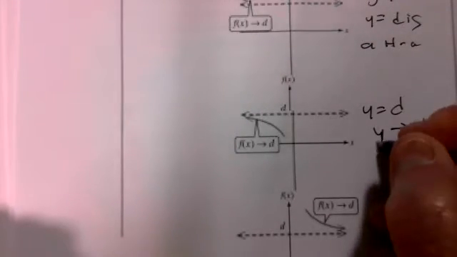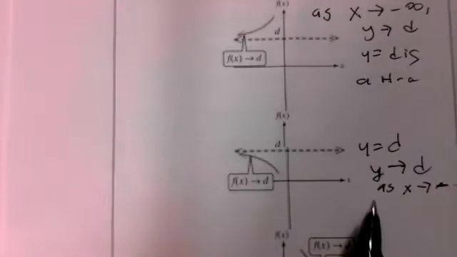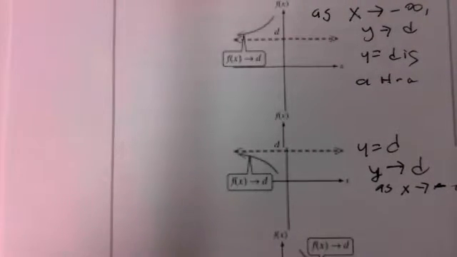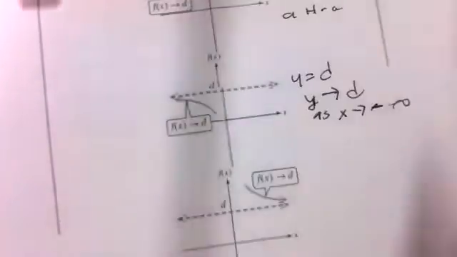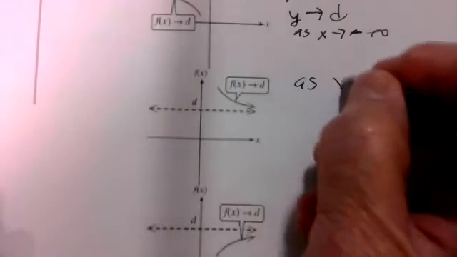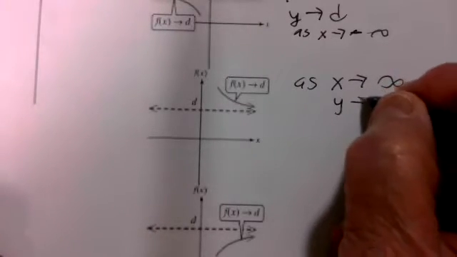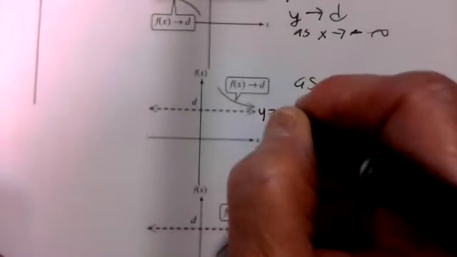And so you notice I wrote it differently up here. I wrote as x goes to negative infinity, y goes to D. Or y goes to D as x goes to negative infinity. You can say it either way. And then here, it could be as x goes to positive infinity that the y is approaching D. But either way, this y equal D, that's a horizontal asymptote.